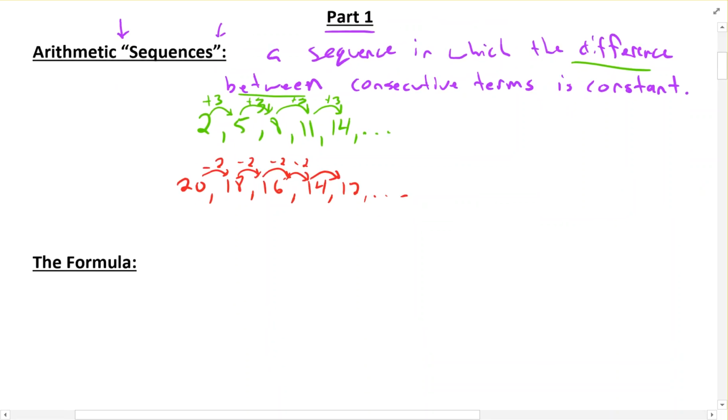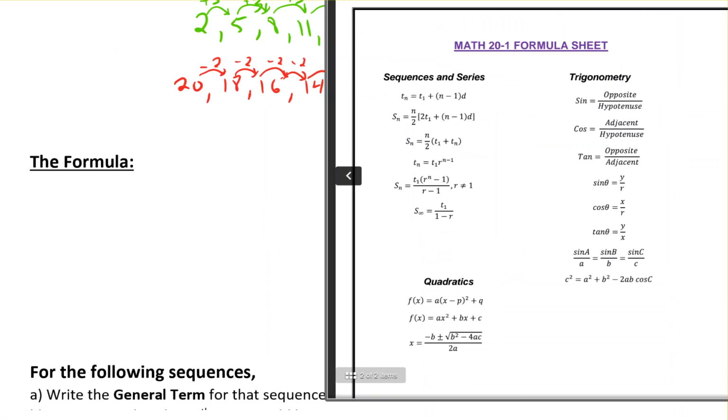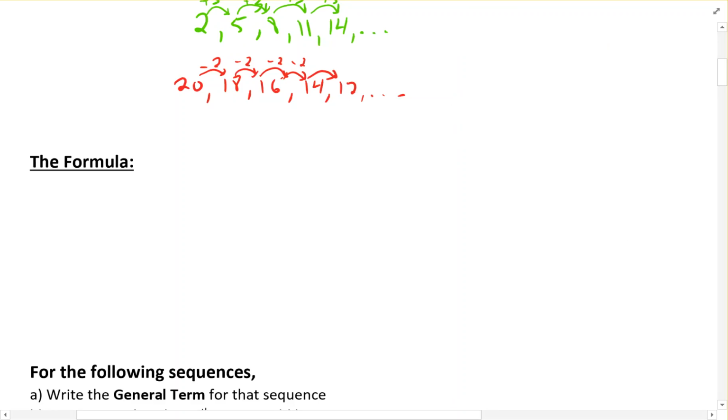So we have a formula for this, though. It's on your formula sheet. That's going to be the very first one on your formula sheet there. So just keep track of that. Okay, so here it is. And let's just go through what these things mean now.